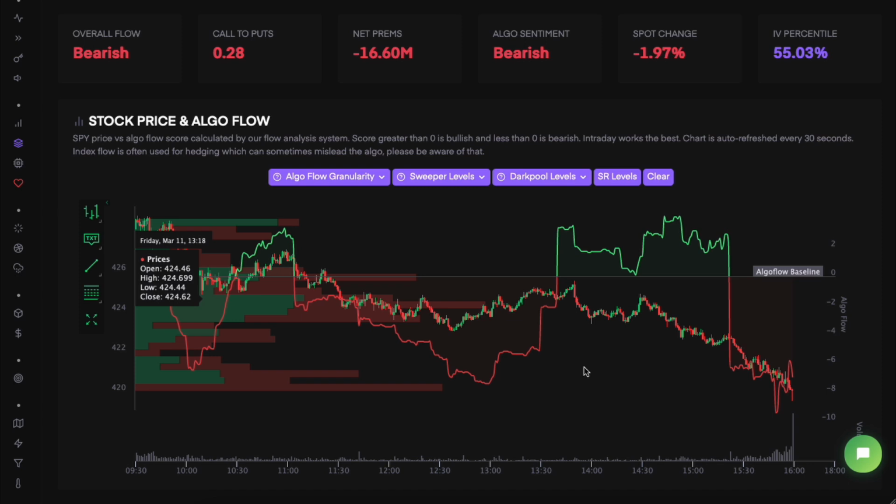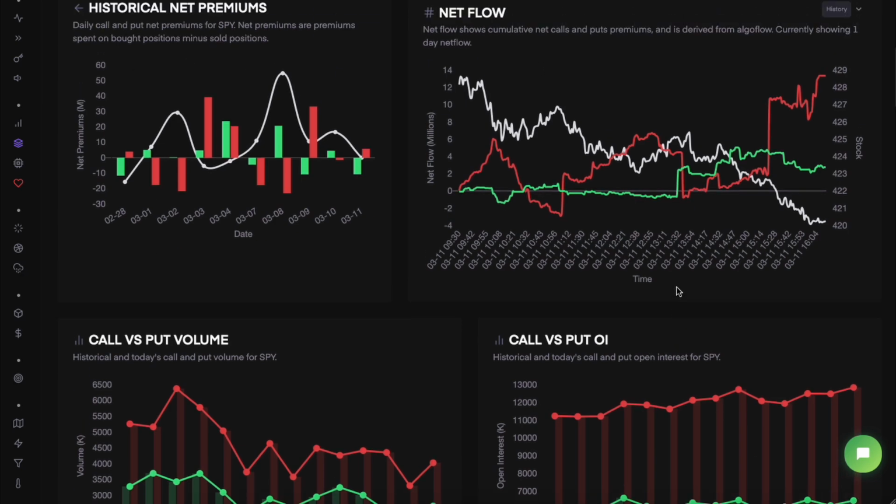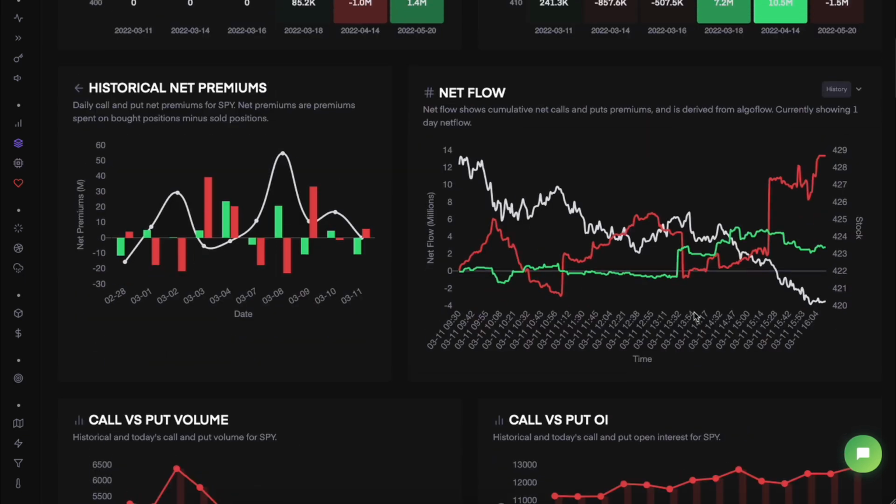So based on that, we have this information about whether an options flow trade was bought or sold, and from that we derive this net premiums chart, which I'll go towards. This net premiums chart shows whether money is flowing in or out of puts, and in or out of calls, and whether that money flowing into calls or puts is actually bullish or bearish. So let's dive right into the net flow chart.